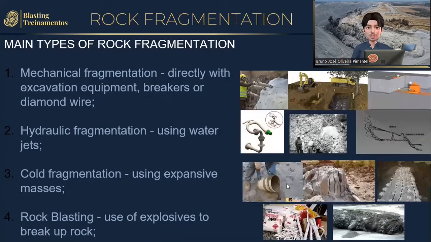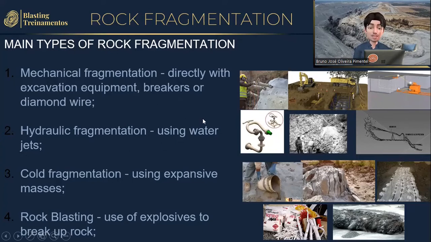When we talk about rock fragmentation, we can divide this activity more or less into four main types. First, we can have mechanical fragmentation, which is when we use mechanical equipment to fragment the rock, or even, in soft rocks, we can do the excavation directly. An example is when I use an excavator to carry out a direct excavation, or when I use a hydraulic breaker or a diamond wire cutter to cut or break the rock into smaller fragments. That is, when I use any technique that fragments the rock or removes the rock, using mechanical equipment, I have a mechanical fragmentation process.